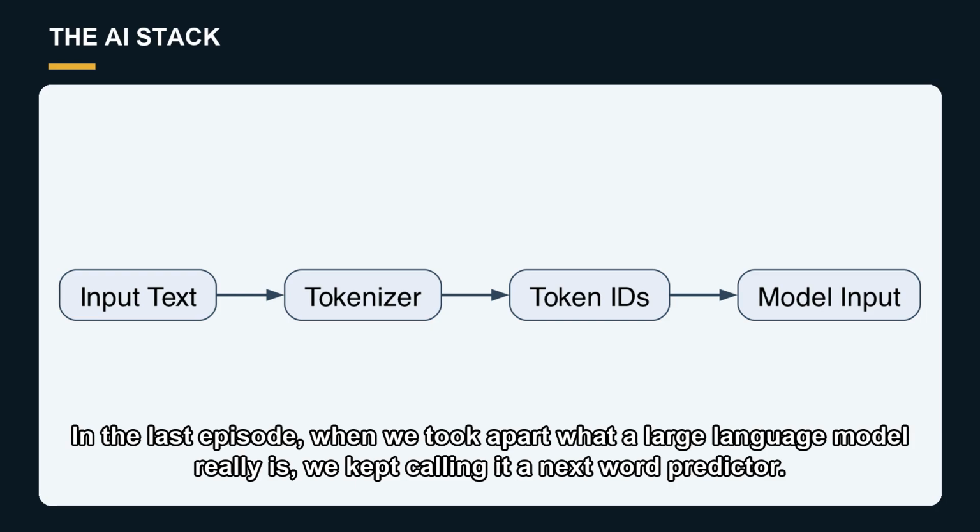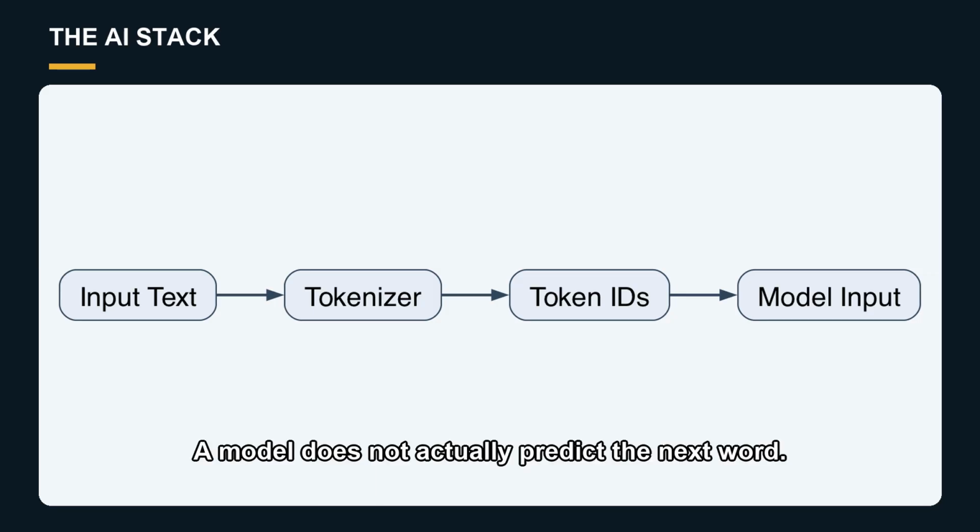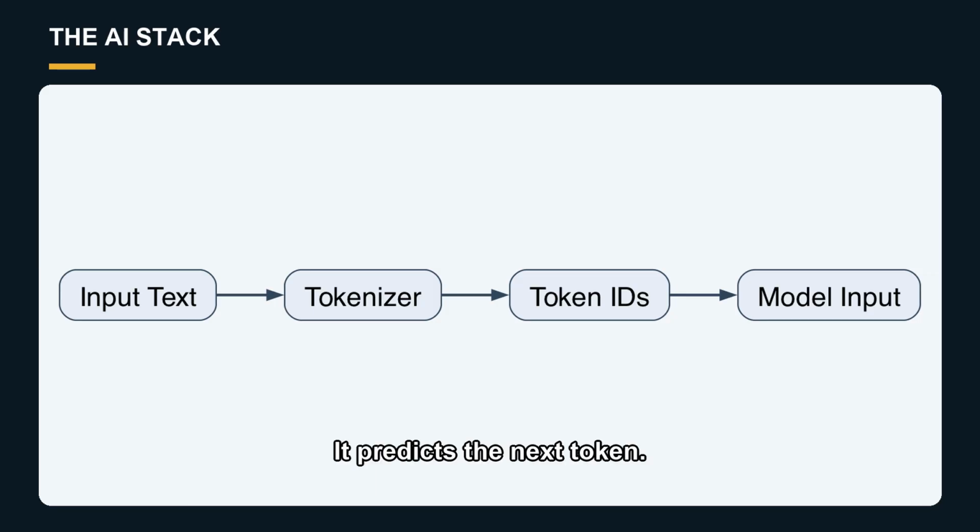In the last episode, when we took apart what a large language model really is, we kept calling it a next word predictor. That was a small, useful lie. A model does not actually predict the next word. It predicts the next token.